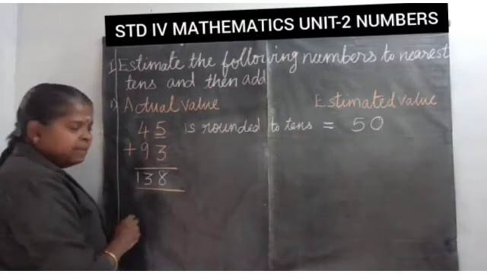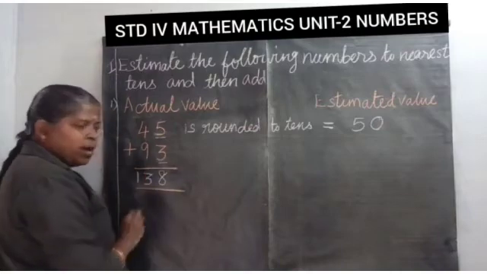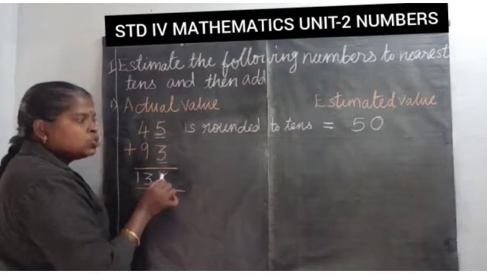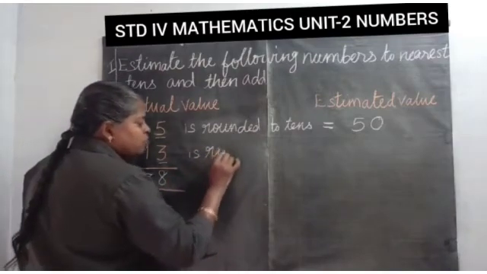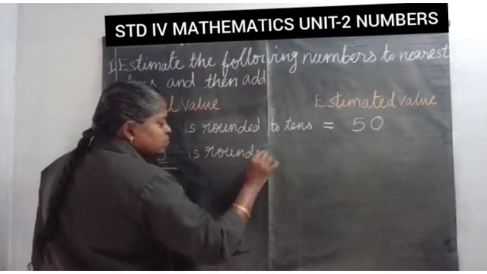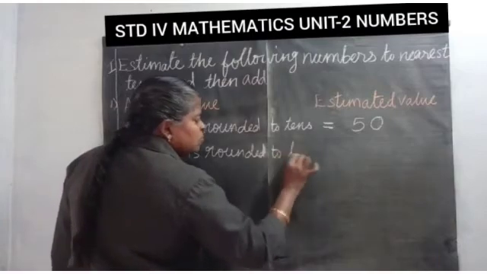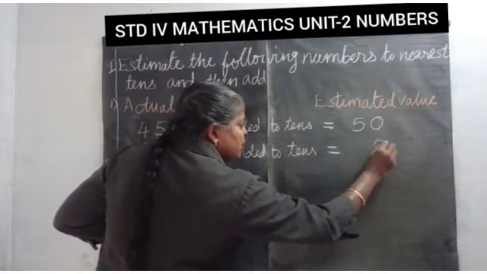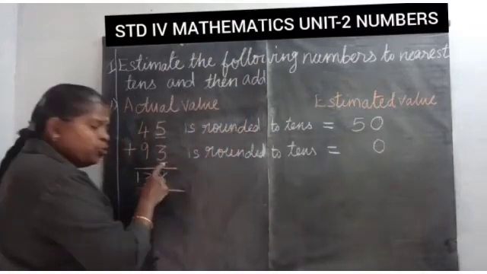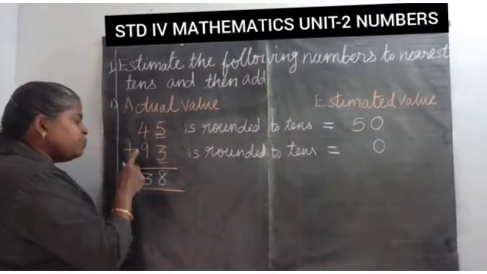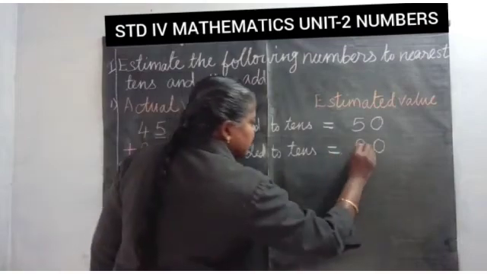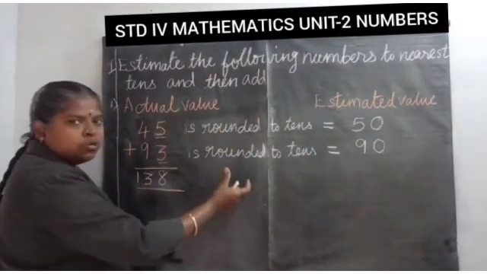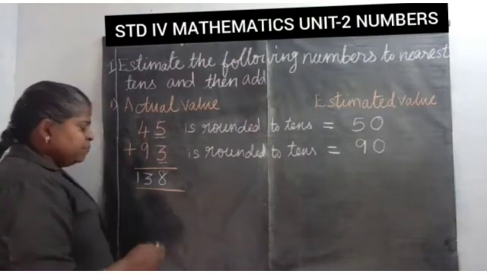Next 93. So first we check the ones place. Ones place is less than 5. So 93 is rounded to tens equal to, make the unit digit 0 and write the previous digit as it is. So 93 is rounded to 90.